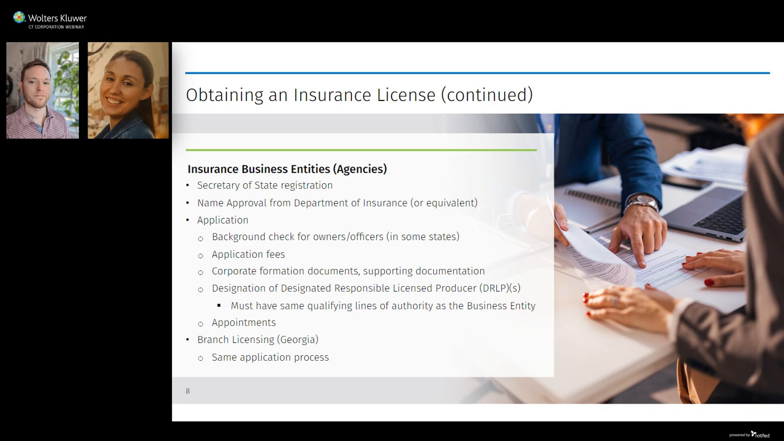The last thing I'm going to touch on is Georgia. They're unique and they require branch licensing. The application process is generally the same as an agency license though. So now I'm going to turn it over to Hans, who's going to talk about the requirements to keep and maintain an insurance producer and agency license.